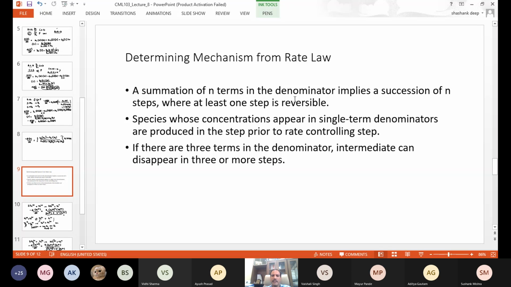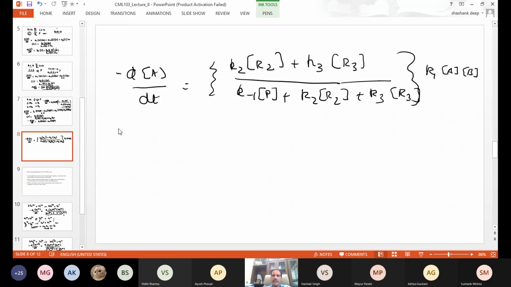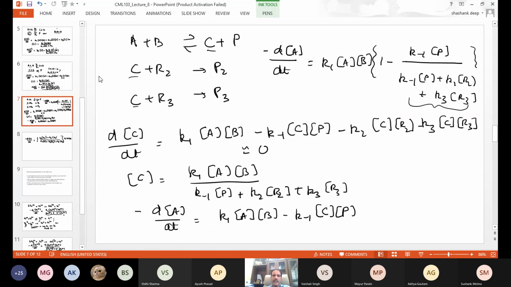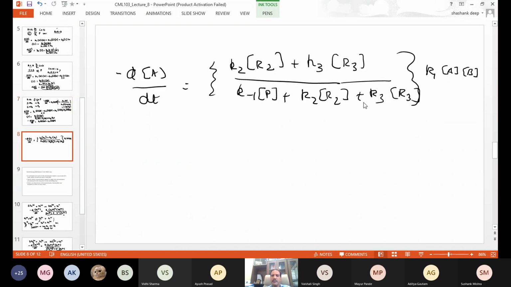Now, a summation of n terms in the denominator implies a succession of n steps where at least one step is reversible. If you look here, this is for this reaction. So there are 3 steps in the denominator. Okay.